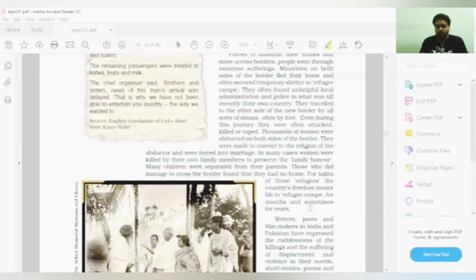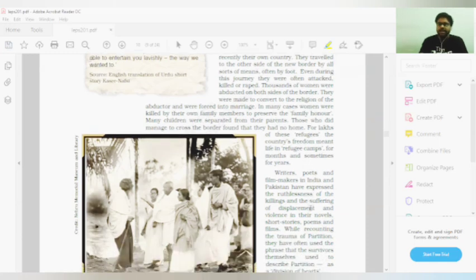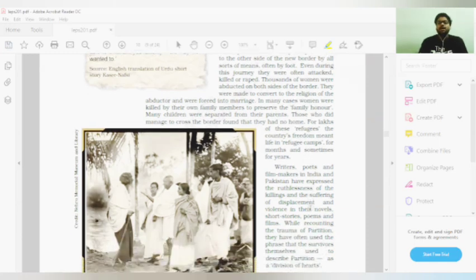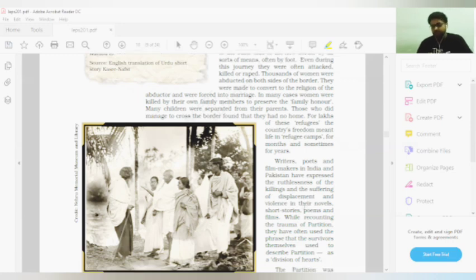Also, those people who went to the new places were not accepted with dignity. They were not given dignity. They were not regarded as civilians. So this is what happened with our people. This is what happened with ladies and children. So this is the tragic incident of partition.